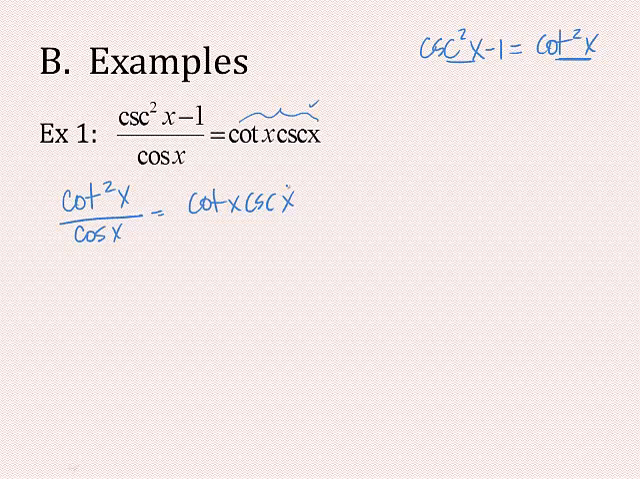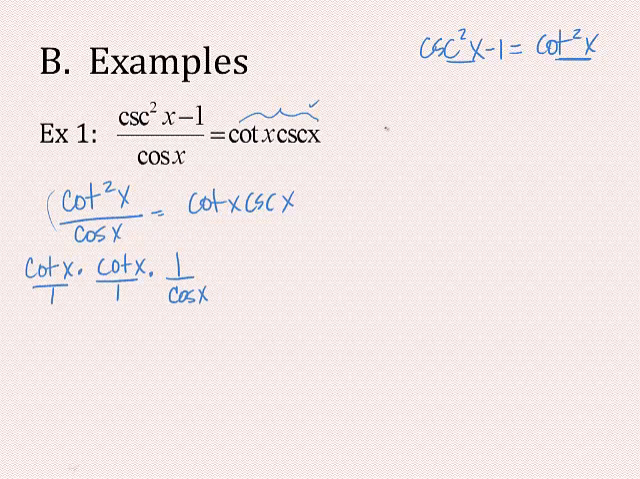Now, how do you break this up? Well, split this guy up. What you really have is cotangent of x times cotangent of x. Remember, all these are 1 because they're in numerators, times 1 over the cosine.